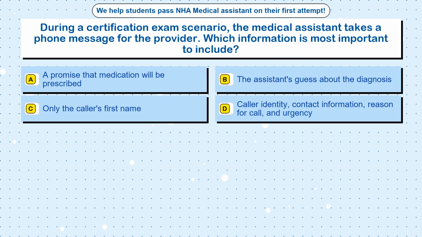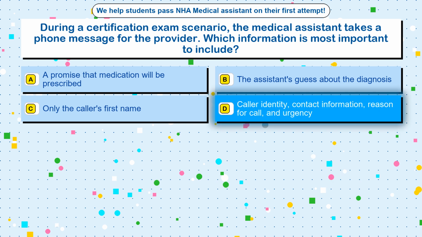Question 78. During a certification exam scenario, the medical assistant takes a phone message for the provider. Which information is most important to include? Option A, a promise that medication will be prescribed. Option B, the assistant's guess about the diagnosis. Option C, only the caller's first name. Option D, caller identity, contact information, reason for call, and urgency. The correct answer is option D, caller identity, contact information, reason for call, and urgency.